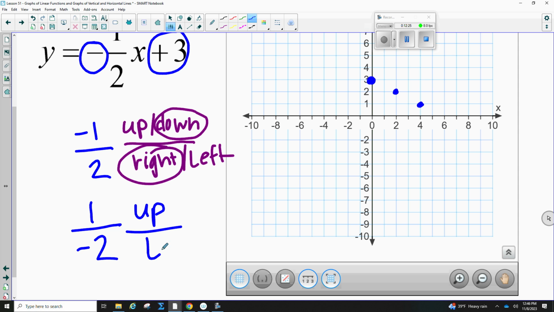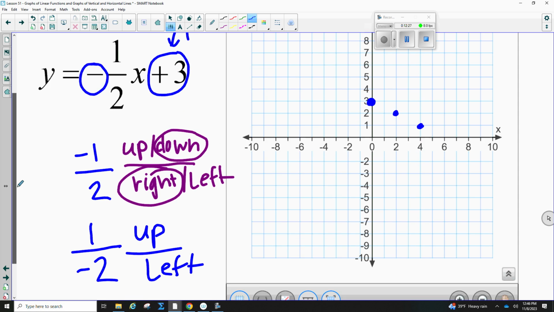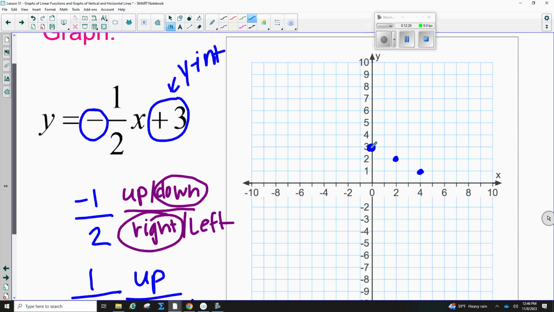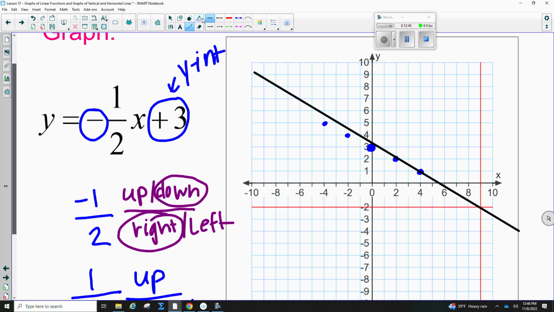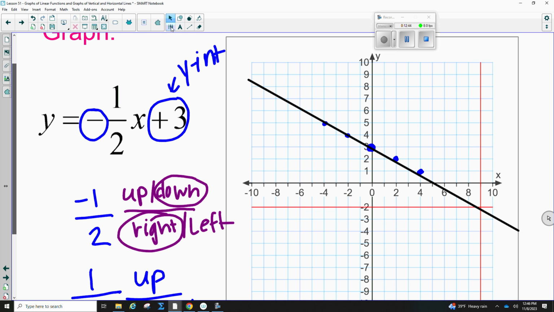So now go back to this positive 3. Go up 1, left 2, put a point. Up 1, left 2, put a point. And then draw yourself a nice line all the way through your whole entire grid with arrows.